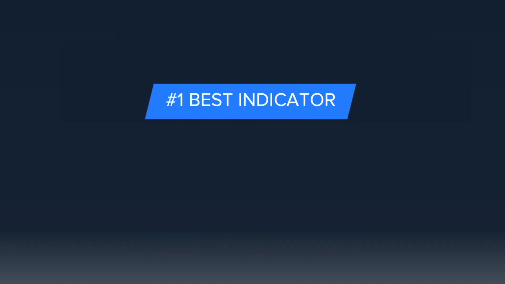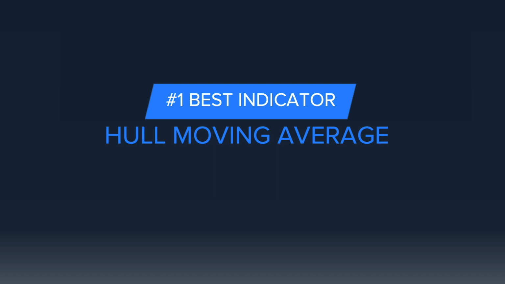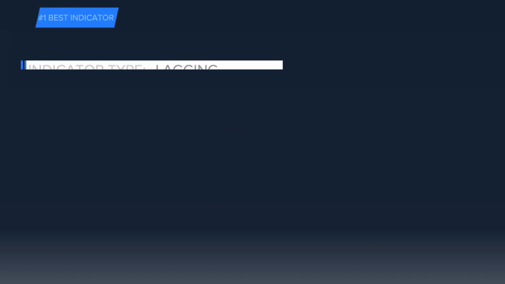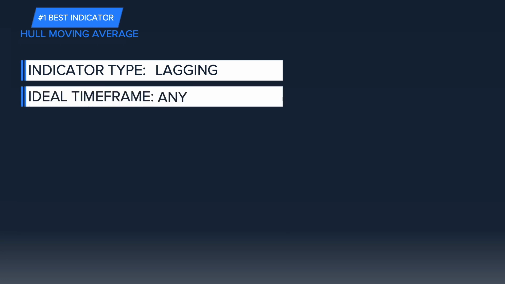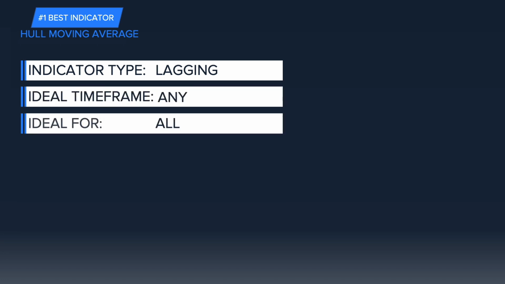At number 1, best indicator. Hull moving average, or HMA. This type of indicator is also lagging, but it is as close to zero lag as possible. You can use HMA on any time frame. This indicator is ideal for any style of trading, scalping, breakout, trend following, it can all be done here.